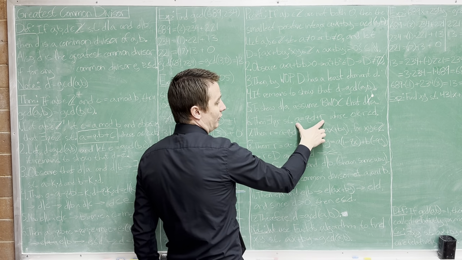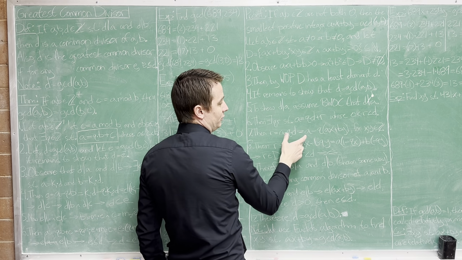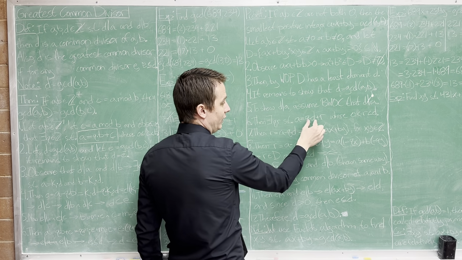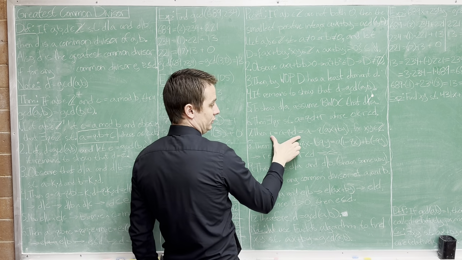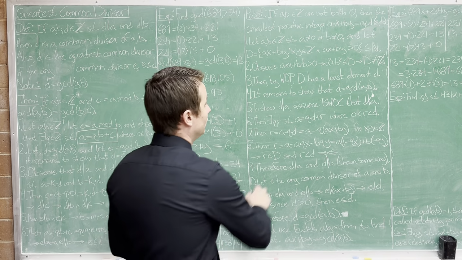Take this equation now and solve for R. R is equal to A minus Q times D. I just took this and solved for R, moving that to the other side. Good? Okay. Now, what is D?